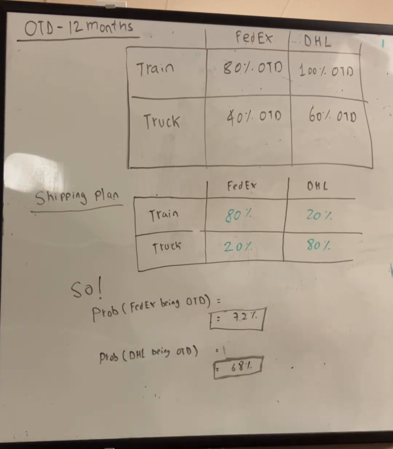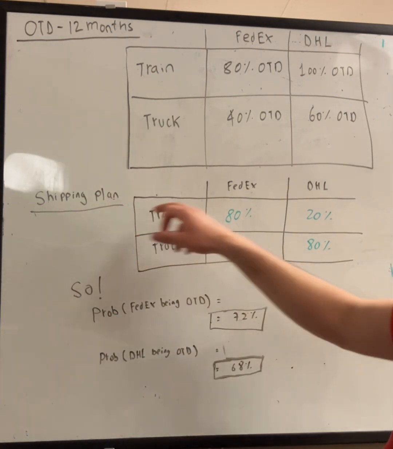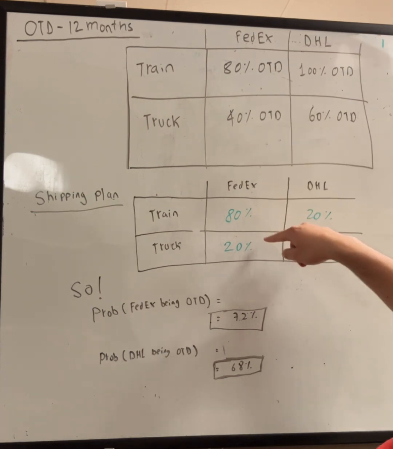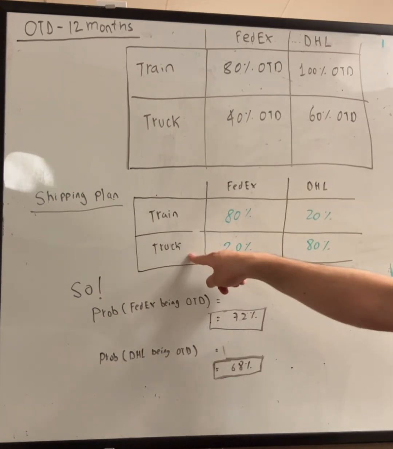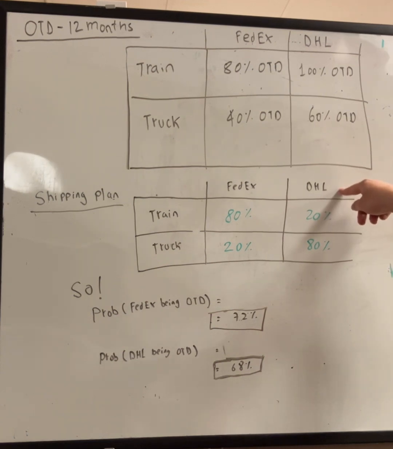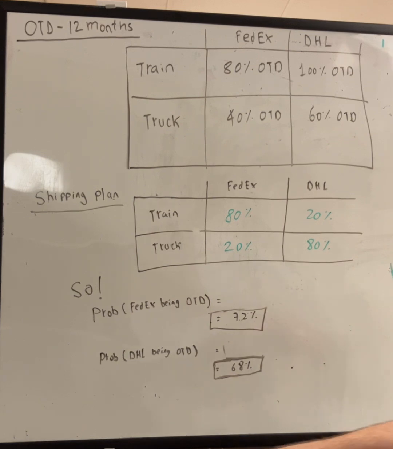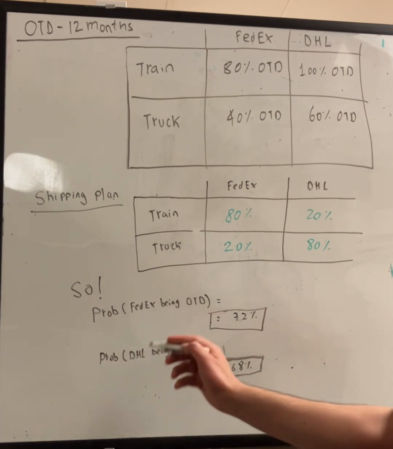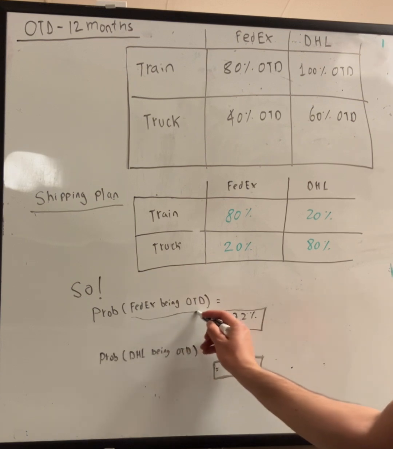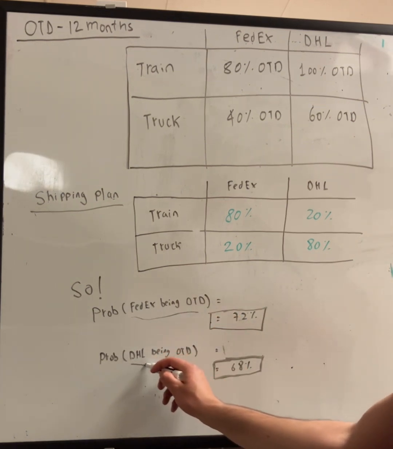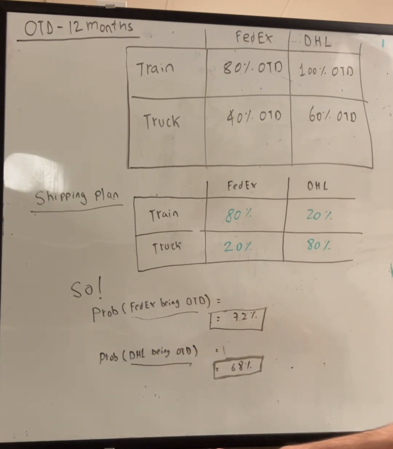So let's assume that their shipping plan for FedEx is that 80% of their stuff is shipped by train, and the remaining 20% is shipped by truck. Let's assume that for DHL, 20% of the total shipments go by train, and 80% of their total shipments go by truck. That being said, how can we check the probability of FedEx being on time, and the probability of DHL being on time?